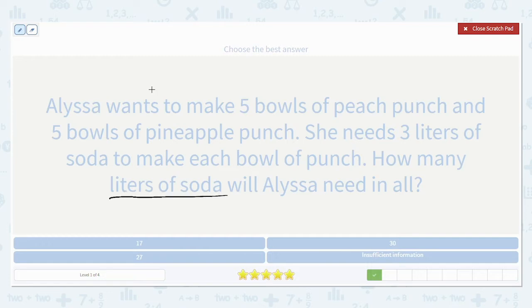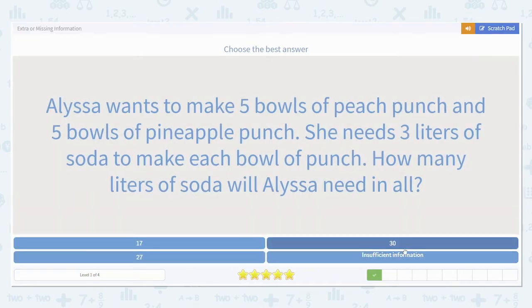So first we figure out how many liters of soda Alyssa will need for the peach punch. She's making 3 bowls. Each of those bowls will require 3 liters, so it takes 9 liters of soda. The pineapple is the same thing. 5 bowls, 3 liters each, a total of 15. Since we then want to know the total amount, we add those together. 9 plus 15 gives us 24.